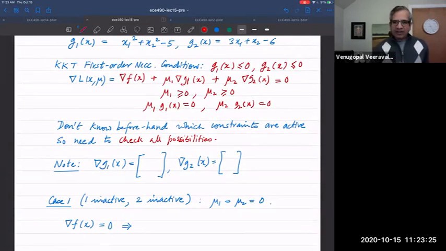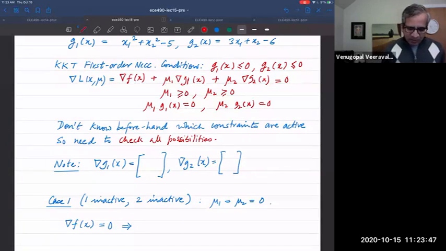For constraint 1 being active, constraint 1 being inactive, constraint 2 being active, constraint 2 being inactive. Those are 4 possibilities in this case. But if there are m constraints or r constraints, you'll have 2 to the r possibilities that you need to check. So it can get cumbersome very quickly. All right, but at least for these simple examples, we should be able to do it.